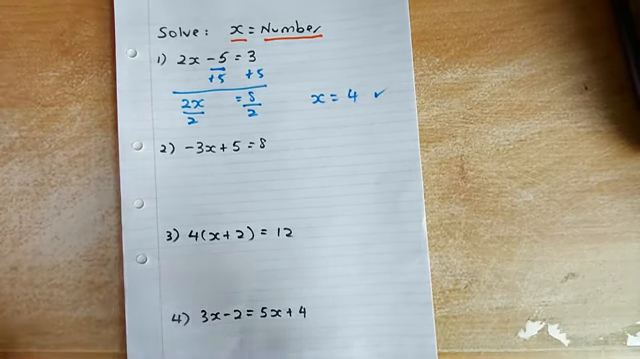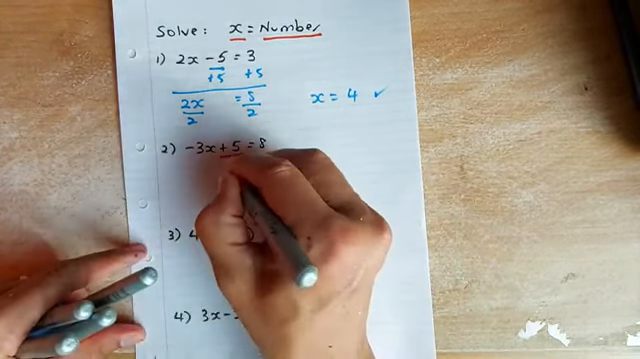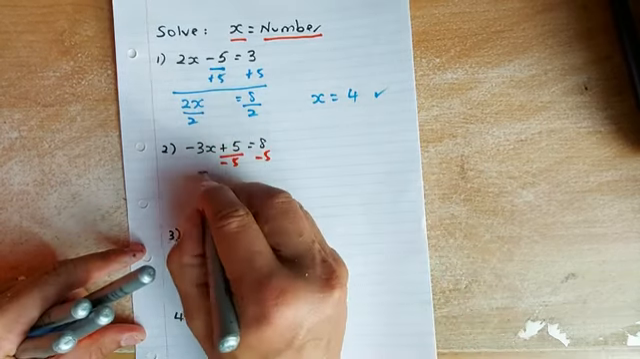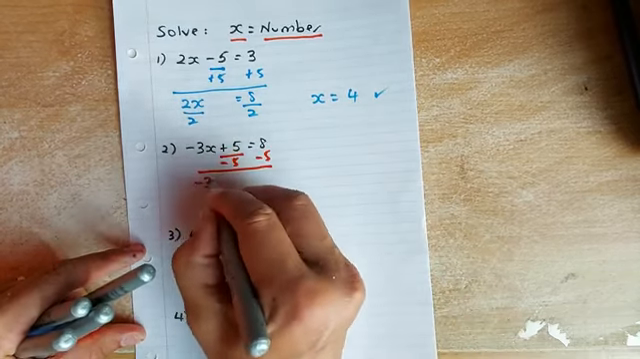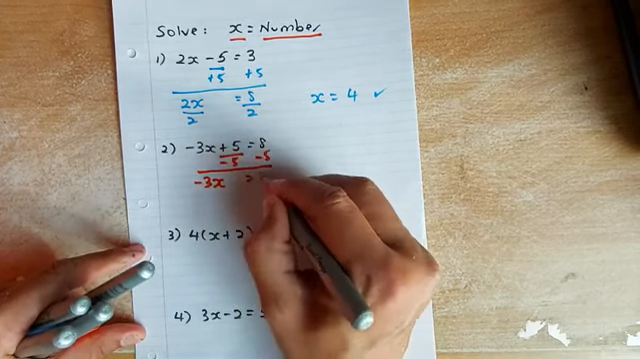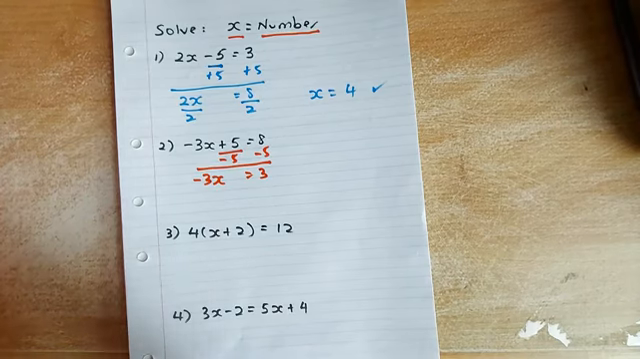Next one. So 5 is the intruder. To remove the 5, you do the reverse. So you minus 5 on the left, you must minus 5 on the right. So what's left is minus 3x. 5 minus 5 will cancel out. So 8 minus 5 is going to be 3. And the last step, to get rid of the minus 3, you do the reverse.